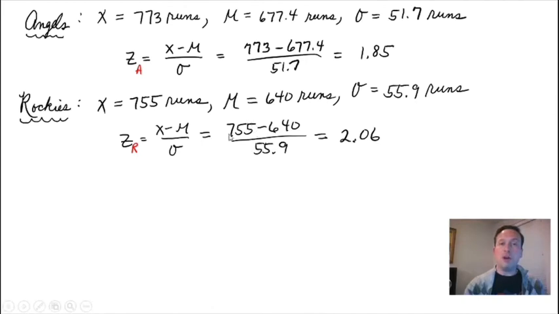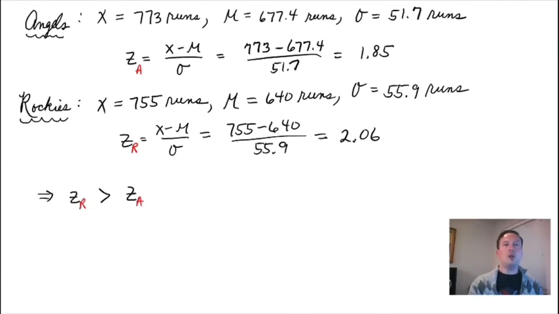Now, their number of runs is lower than the number of runs of the Angels. Why do they have a higher z-score? Because they're from a different league. So that just means, in terms of comparing their number of runs to the average of their league, they did better than the Angels did compared to the average of their league. Okay? So in other words, the Rockies, in terms of average runs, they placed higher in the National League than the Angels placed in the American League. All right? The Rockies placed higher in their league than the Angels did in their league.